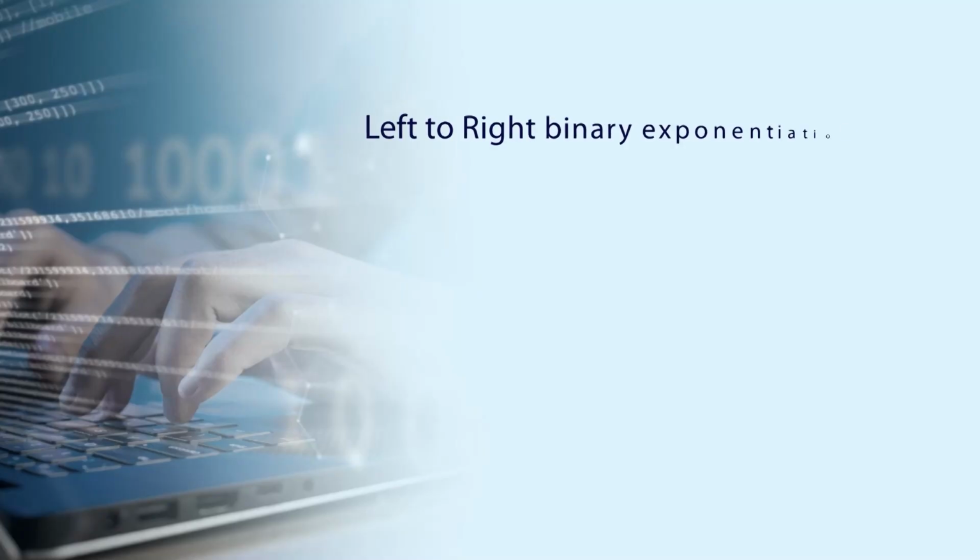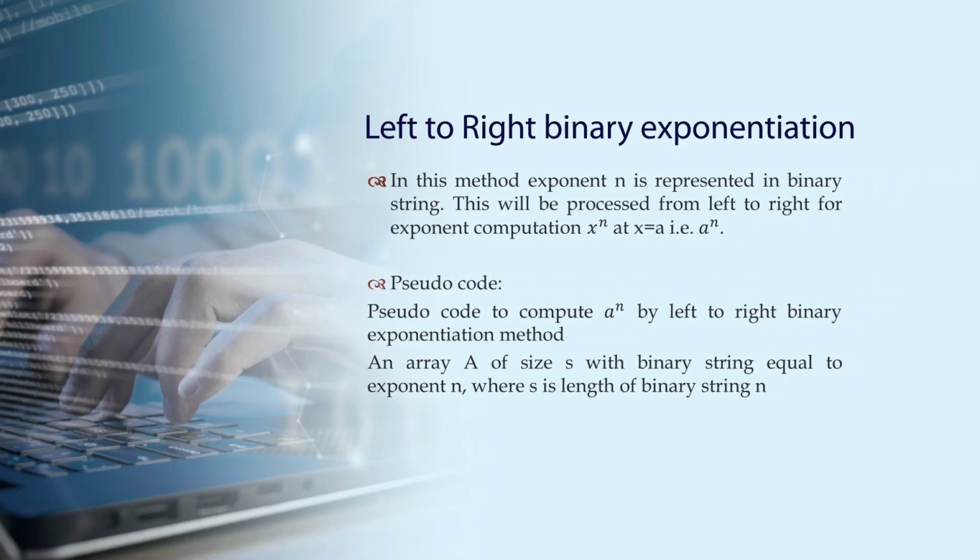So, in this case we have to use the binary exponentiation method, and this method is of two types: left to right binary exponentiation and right to left binary exponentiation. First, I am going to discuss left to right binary exponentiation. In this method, exponent n is represented as a binary string, and this will be processed from left to right for exponent computation x to the power n at x equal to a, that is a to the power n. So, that n will be converted into the binary string.